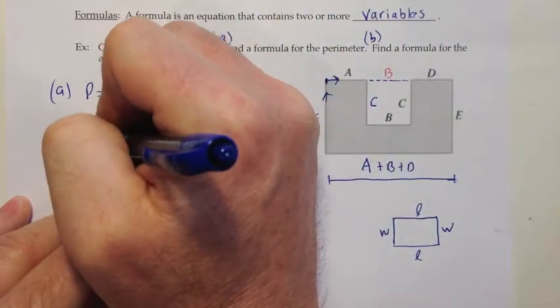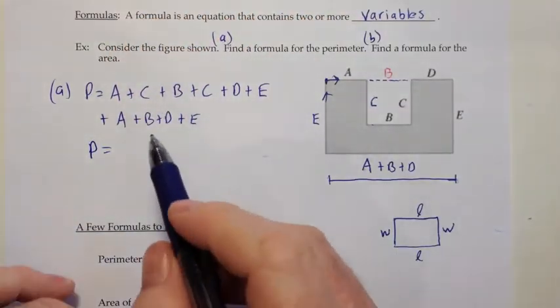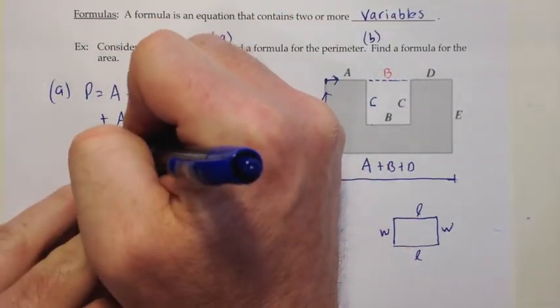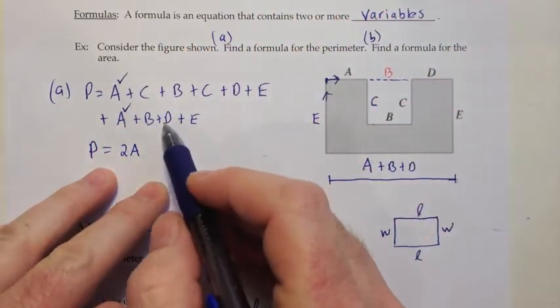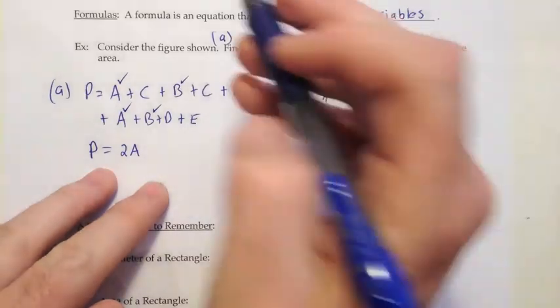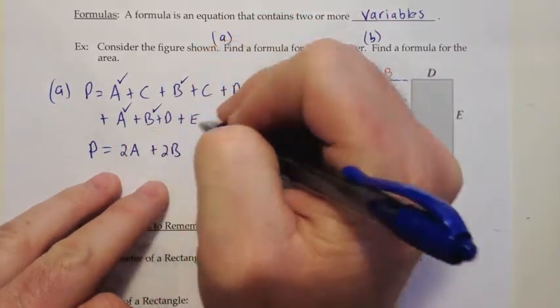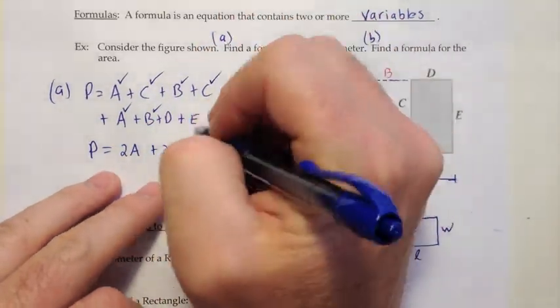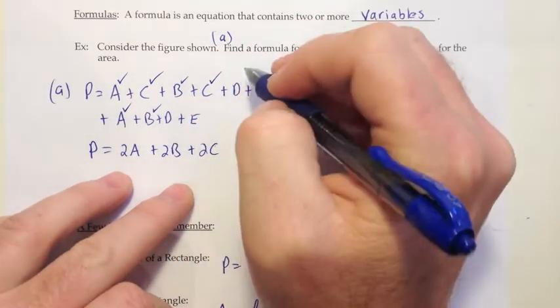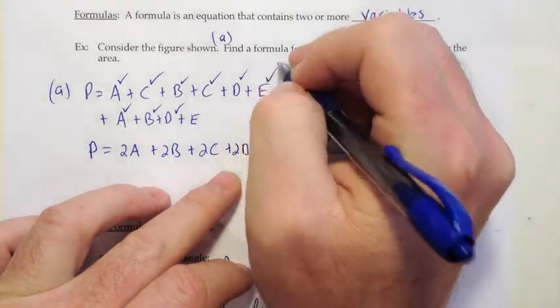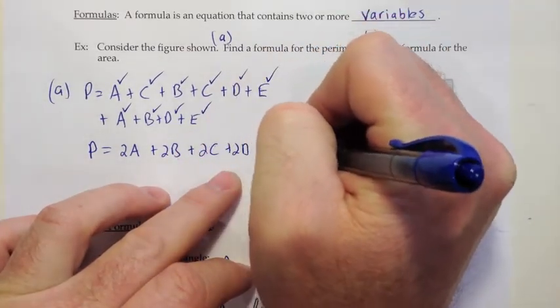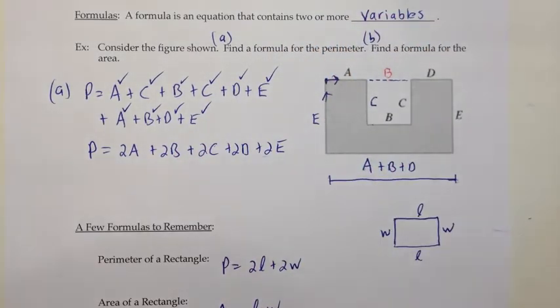So what's my formula for the perimeter? Let's see, how many A's did I get? 2. There'd be 2 A's. I'm going to go ahead and check those just so I know what I've counted. And then the B's, there's 1, 2 of those. How many C's? 2 of those. I think I see a pattern. How many D's? 2 of those. And how many E's? 1, 2 of those. So it looks like the formula for the perimeter of that shape would be 2 A's plus 2 B's plus 2 C's plus 2 D's plus 2 E's.